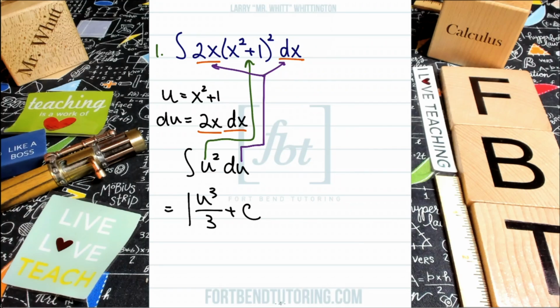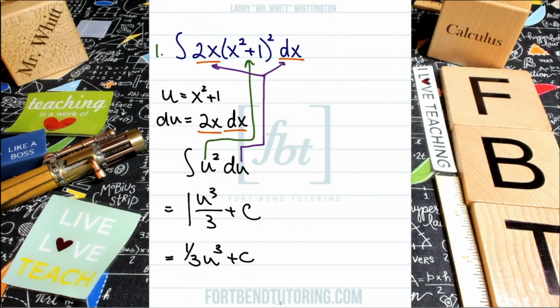Depending on the problem, you may have enough information to find out what that original constant is. But if you don't, you'll just leave it as the arbitrary constant c. So the next thing I'm going to do is rewrite our previous step as 1/3 u to the third power plus c.